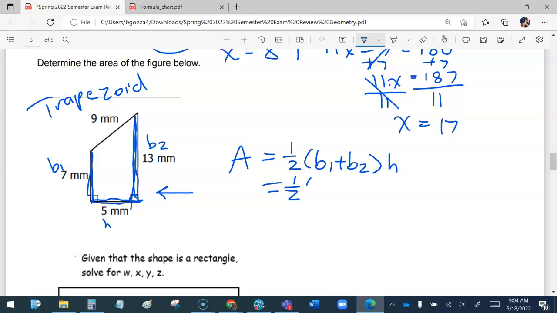1/2, 7 plus 13 times 5, the height. You plug all that in, you'll get 50 millimeters. Half of 20 is 10, 10 times 5 is 50. There you go. You can use your calculator as well.